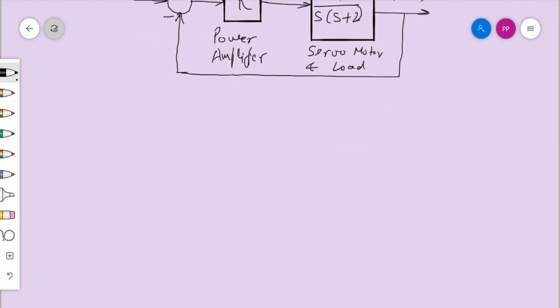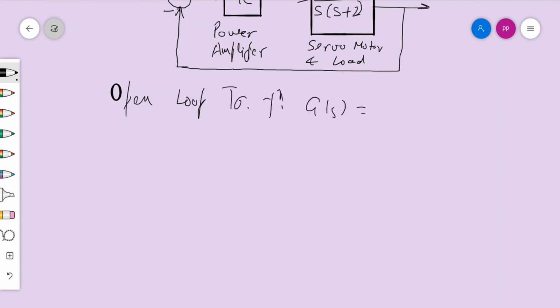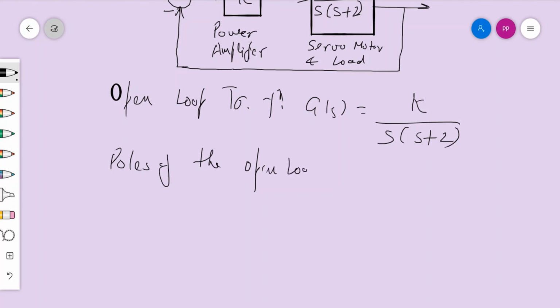We can see that the open loop transfer function here is as simple as k divided by s into s plus 2. So here naturally in the open loop system we have two poles. So poles of the open loop transfer function are at s1 equals 0 and s2 equals minus 2.